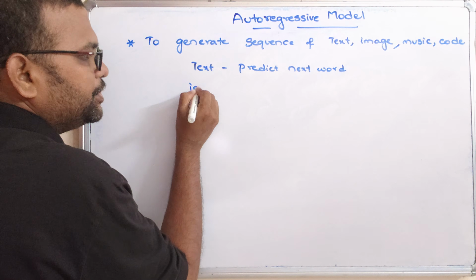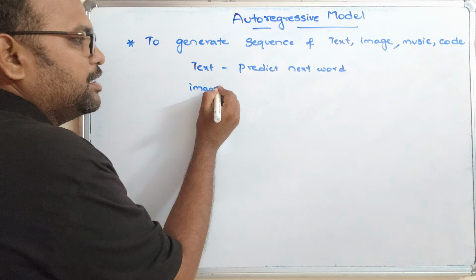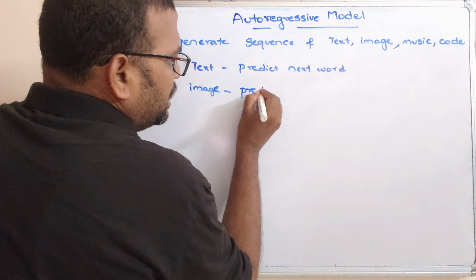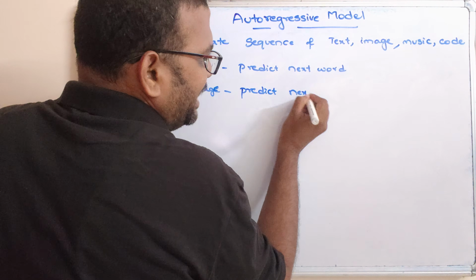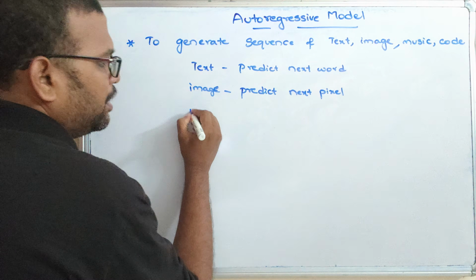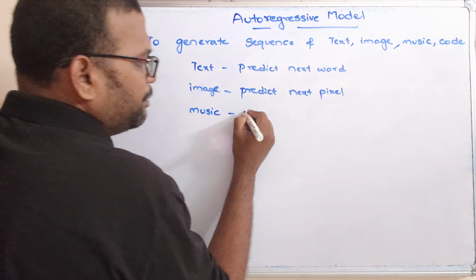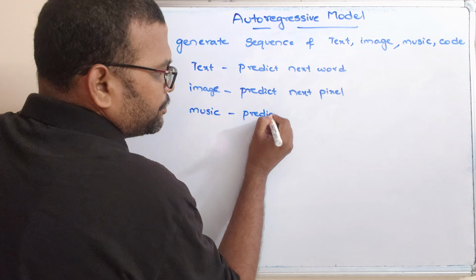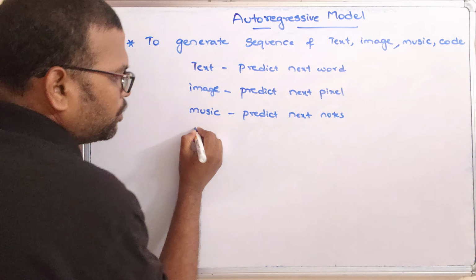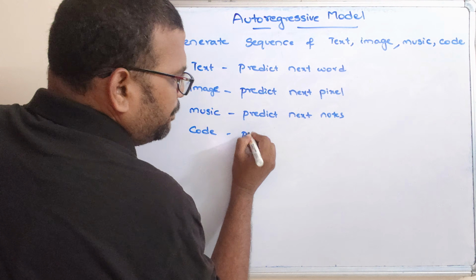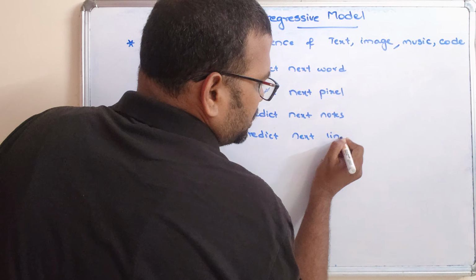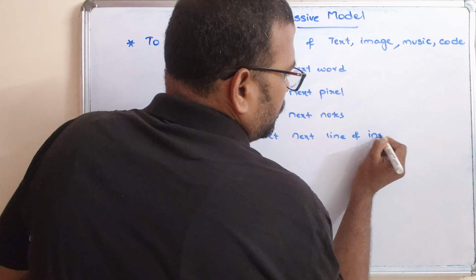If it is an image, we know that an image is defined by a group of pixels. So if it comes with an image, it will predict the next pixel, how it will be. It will generate the next pixel. And if it comes with music, it will predict the next notes. And if it is code, it will be predicting the next statement, the next line of instruction, right?